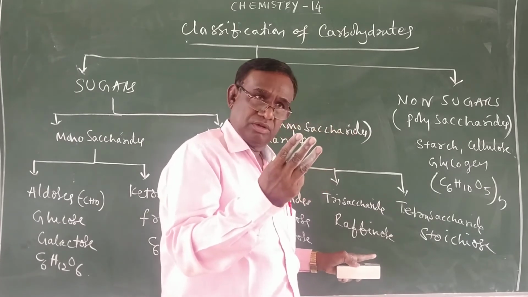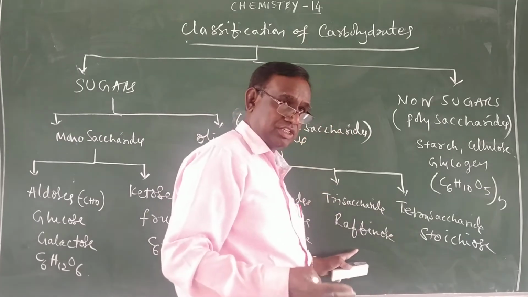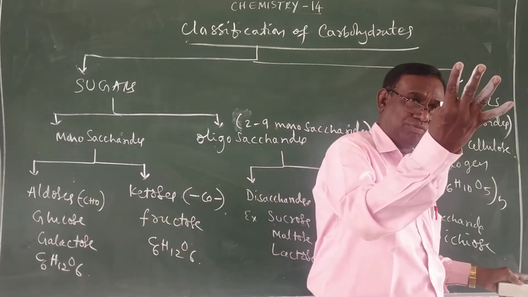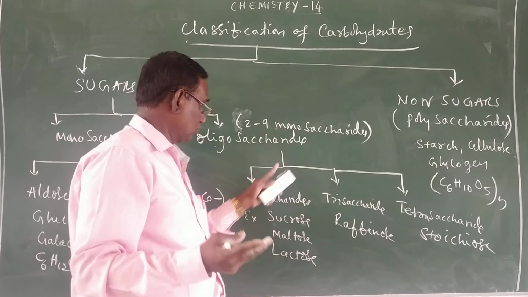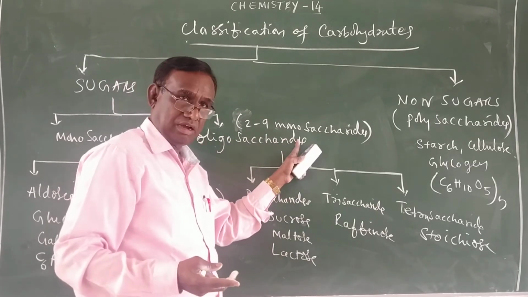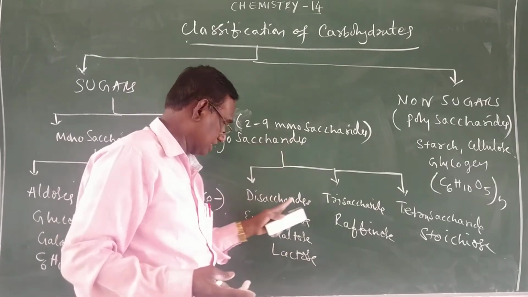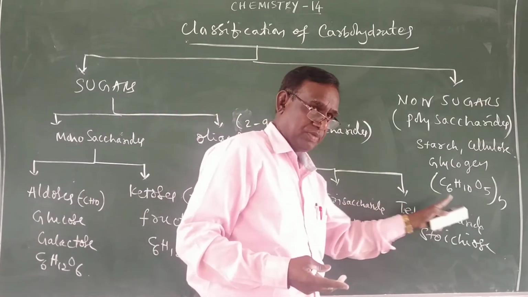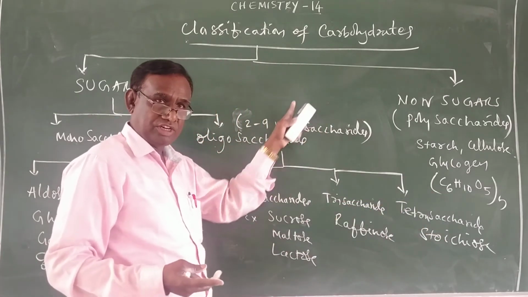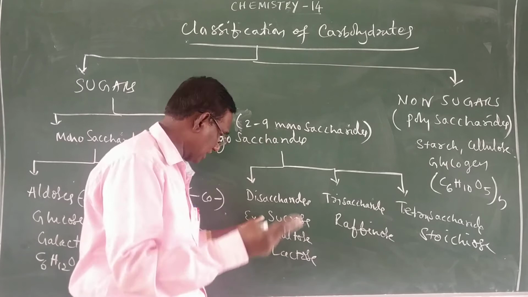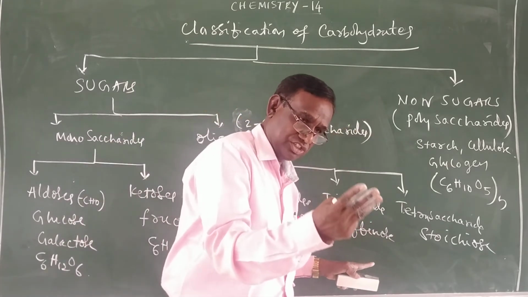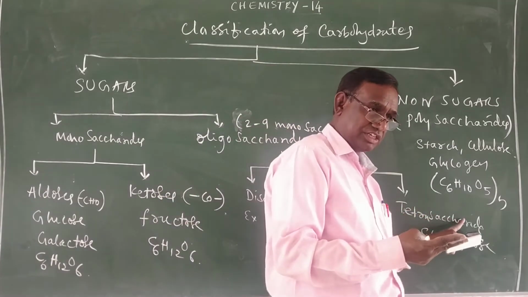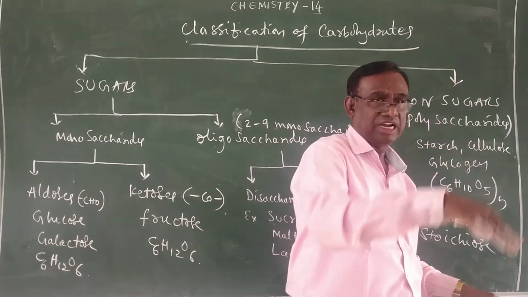Okay. So trisaccharides give 3. Tetrasaccharides give what? 4. Disaccharide gives how many monosaccharides? 2. So oligosaccharides are classified into 3 classes: di, tri, tetra. Disaccharides are the carbohydrates which on hydrolysis give how many monosaccharides? Di means 2. Trisaccharides on hydrolysis give how many monosaccharides? 3. Tetrasaccharides give 4 monosaccharides on hydrolysis.